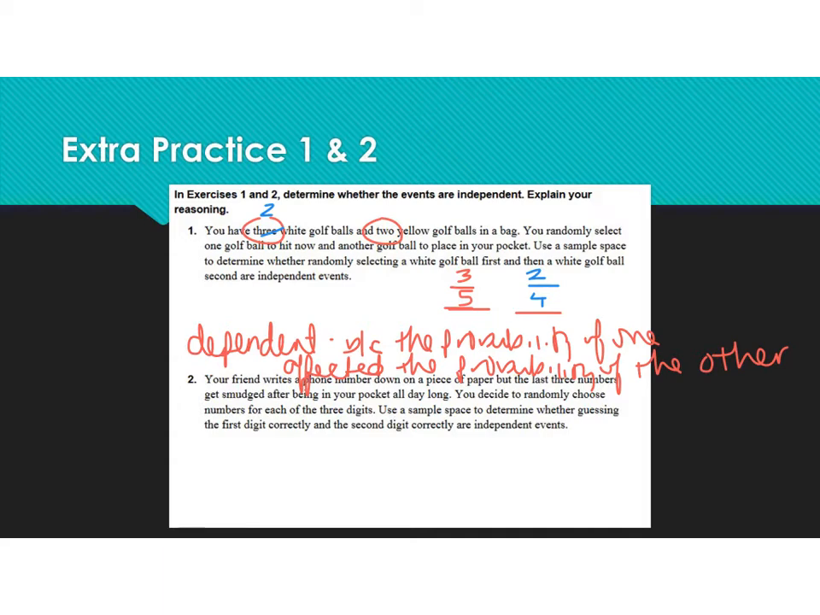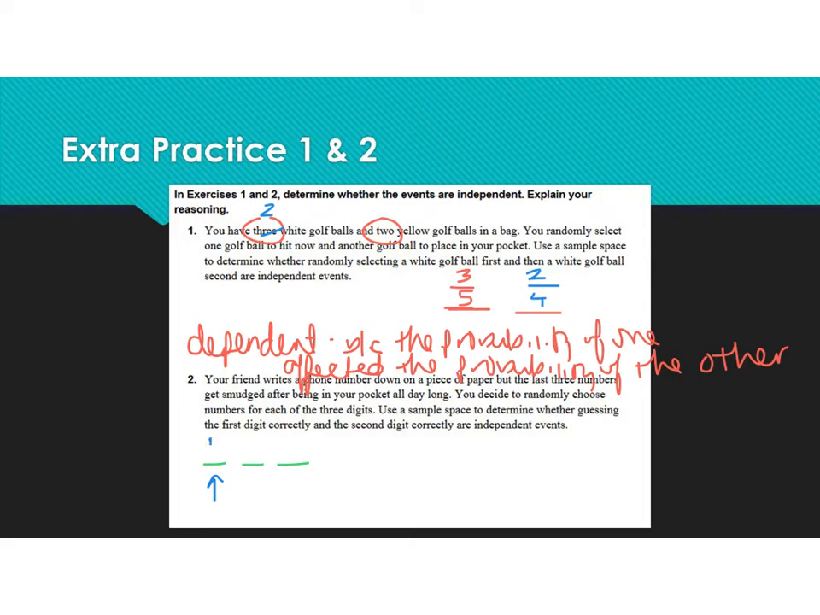Up next we have, your friend writes a phone number down on a piece of paper, but the last 3 numbers get smudged after being in your pocket all day. You decide to randomly choose numbers for each of the 3 digits. Again, it says use a sample space. We're going to bypass that part. So we have all the phone number except the last 3 digits. In a phone number, you can use the digit from 0 to 9. So there's 10 options. What's the probability that you're going to pick this number correctly?